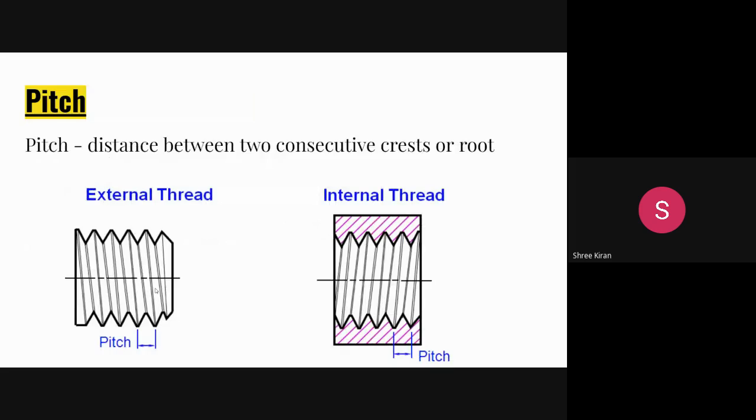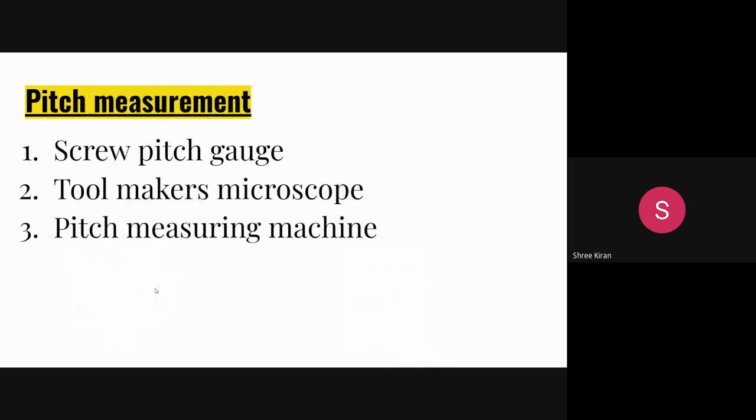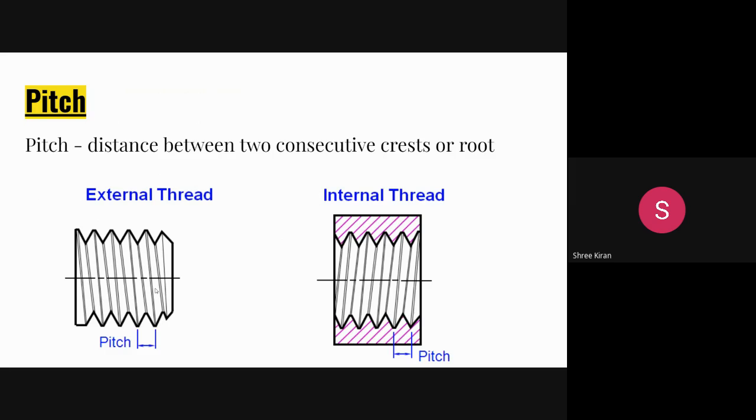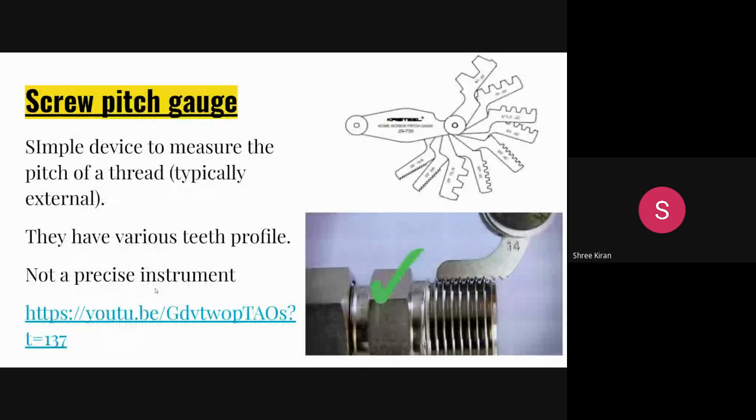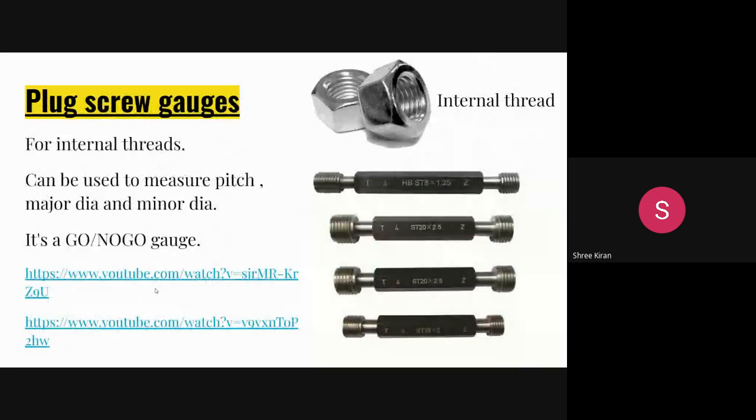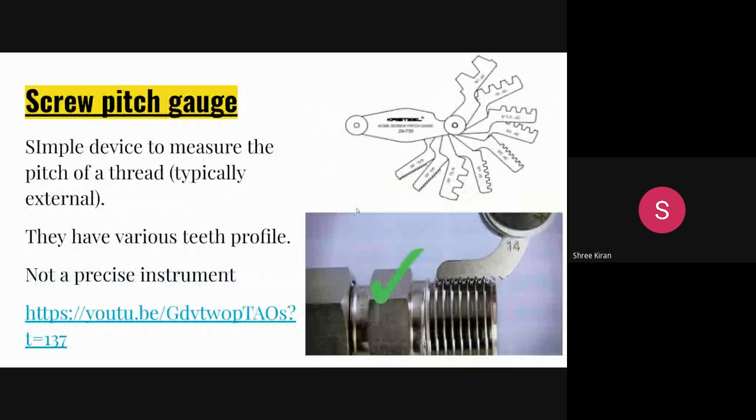Now we have pitch. What is pitch measurement? That is the screw pitch measurement. The toolmaker's microscope will help you. Then the pitch measuring machine. So this is the pitch. Then the screw pitch gauge and pitch screw gauge. I hope you have seen this. It is mainly used for measuring the internal threads, everything.